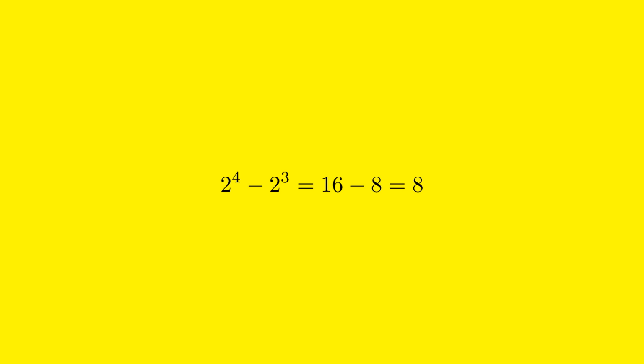At this point, we have completed the subtraction, giving us the final simplified result. The integer exponent problem, 2 to the power of 4 minus 2 to the power of 3, simplifies down to the number 8. So the expression 2 to the power of 4 minus 2 to the power of 3 simplifies to 8 in its most simple form. This concludes our solution for the problem.